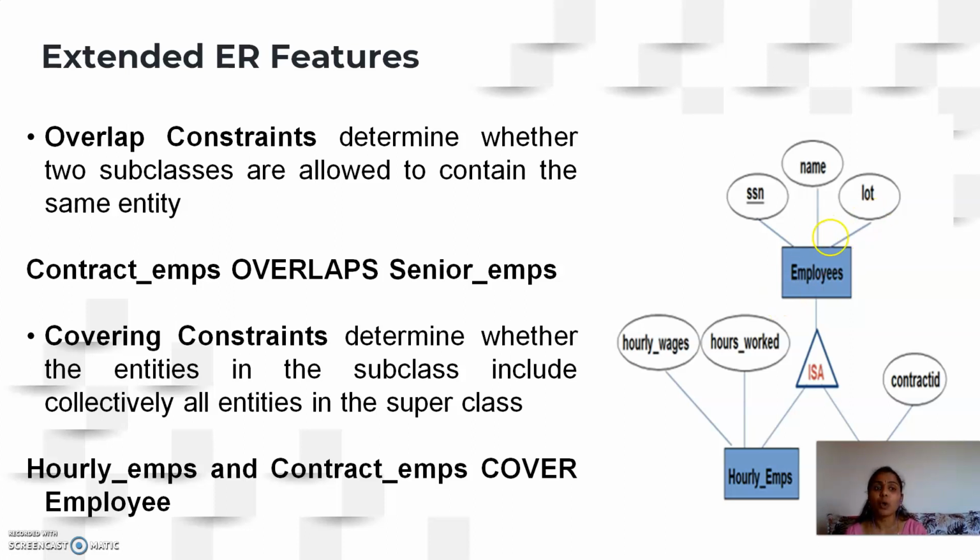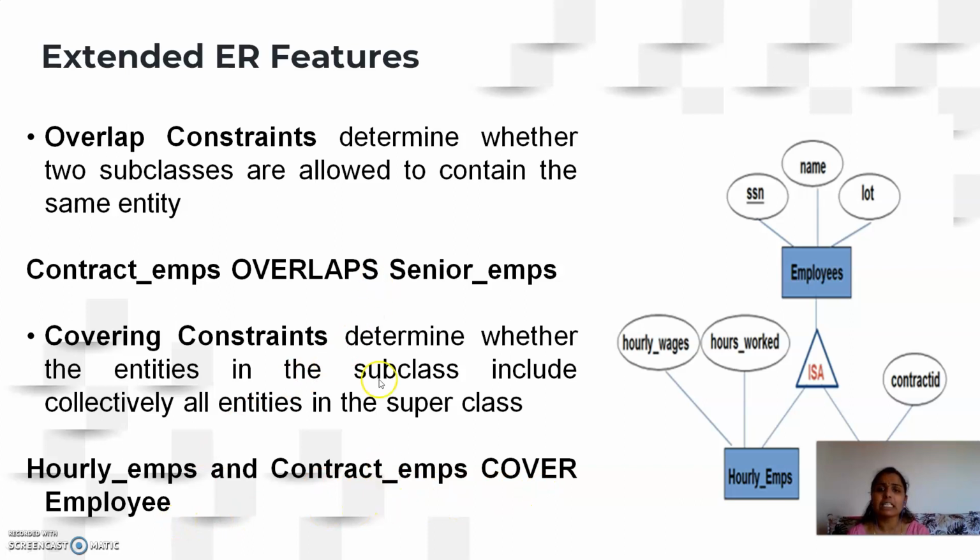Why? The employee, you are only saying that he can be either an hourly employee or a contract employee. So in that case, these do not share any employee. They are mutually exclusive. So if we perform a union operation between hourly employee and contract employee, obviously that will be the total number of employees in an organization. And to represent this, we will write that hourly employees and contract employees cover employee.